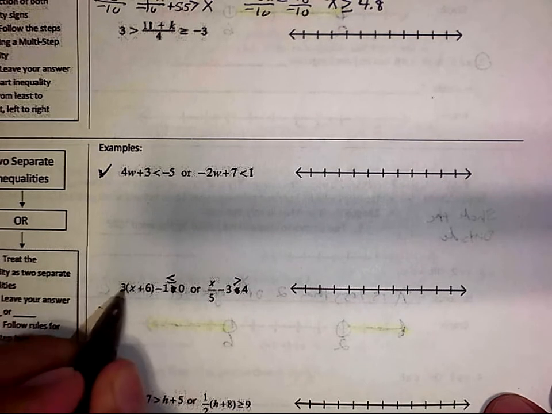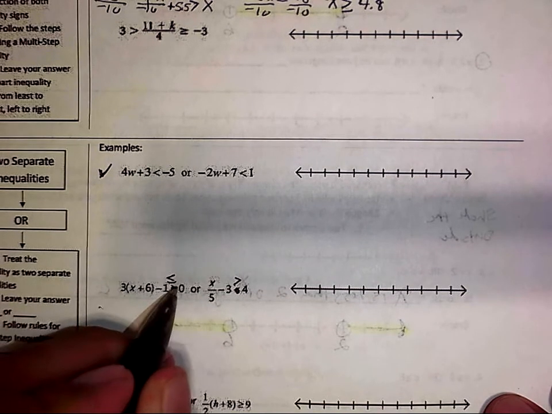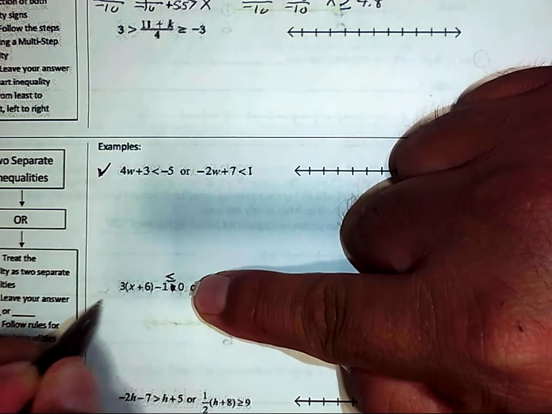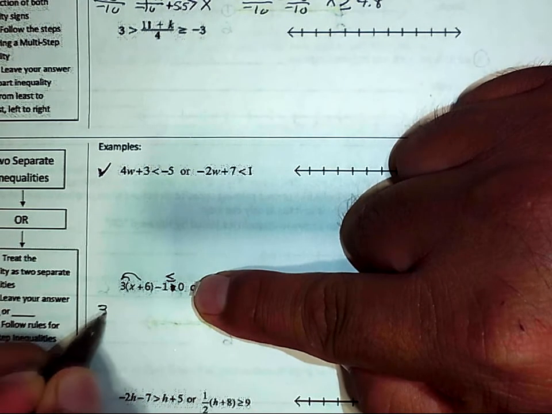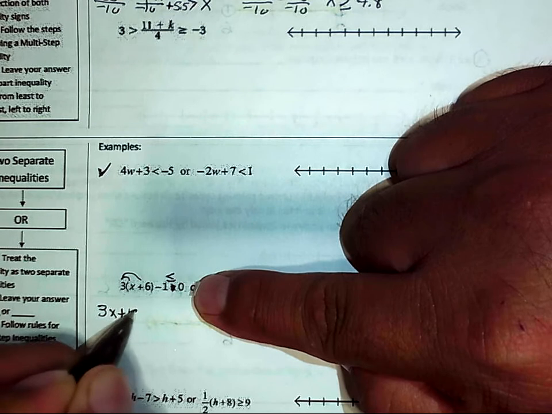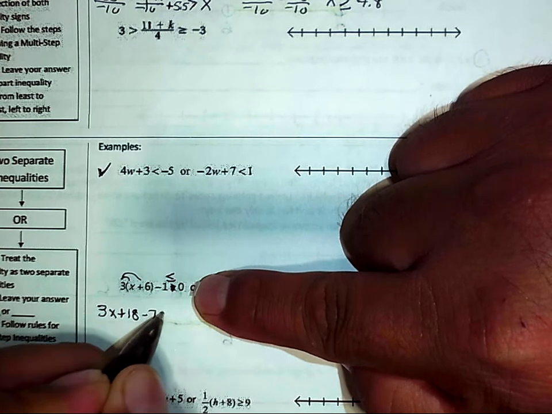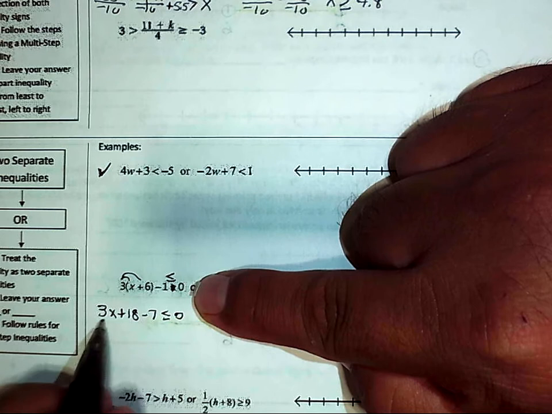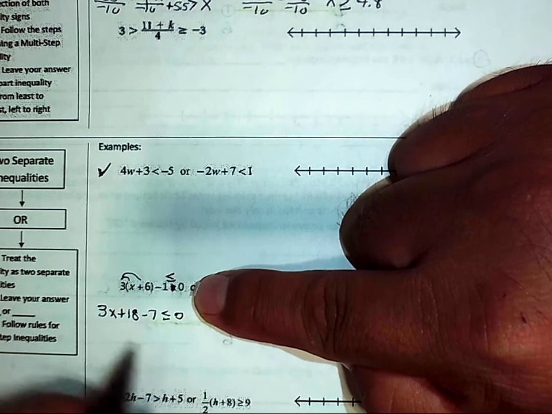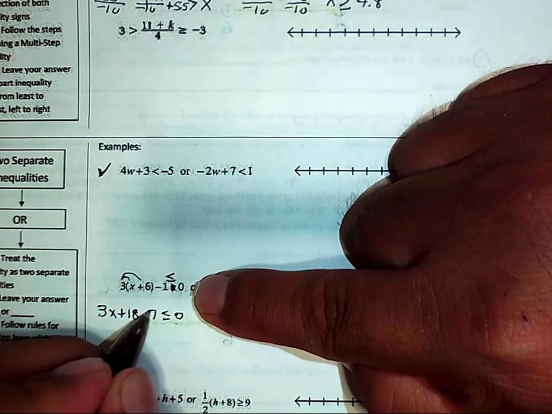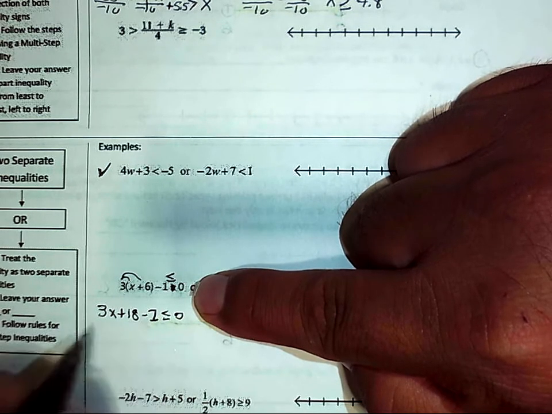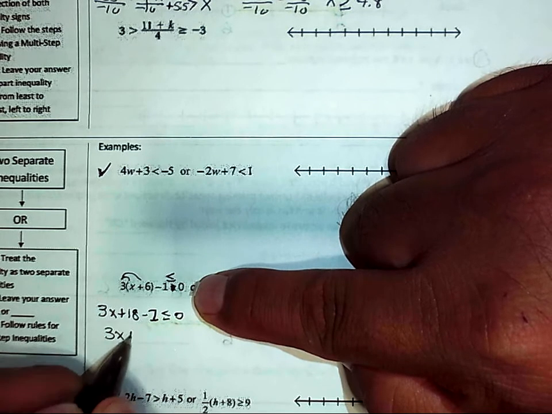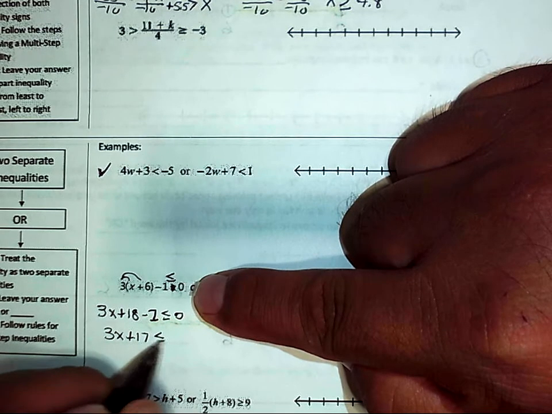So I'm going to rewrite it. First thing I should do is get rid of the parentheses. So ignore that one. I'm just going to solve this one. So I'm going to do the distributive property. So it'll be 3x plus 18 minus 1 is less than or equal to 0. I want to solve for x. I'm sorry, that's a 1, not a 7. So I combine like terms. These are constants. So it's going to be 3x plus 17 is less than or equal to 0.